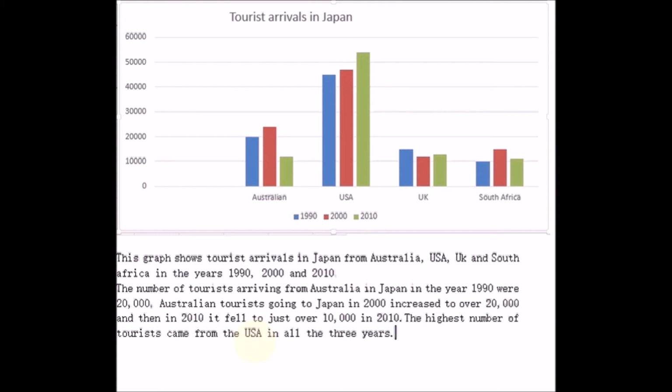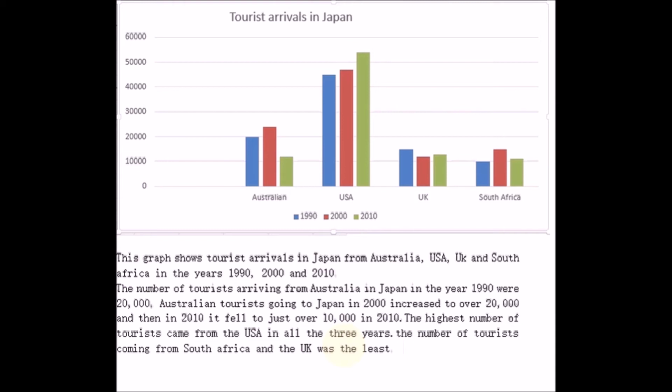So instead of doing some complicated calculations, you could make a generic statement about UK and South Africa. You could say the number of tourists coming from South Africa and the UK was the least. Alright.